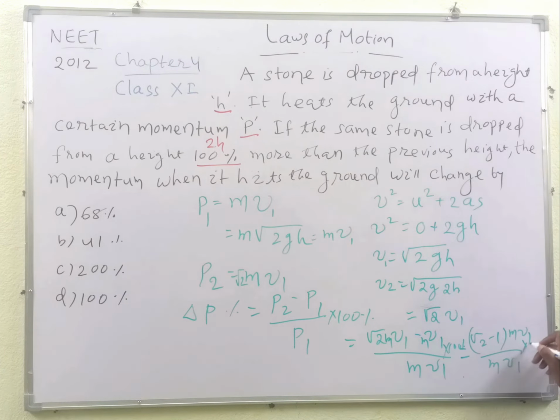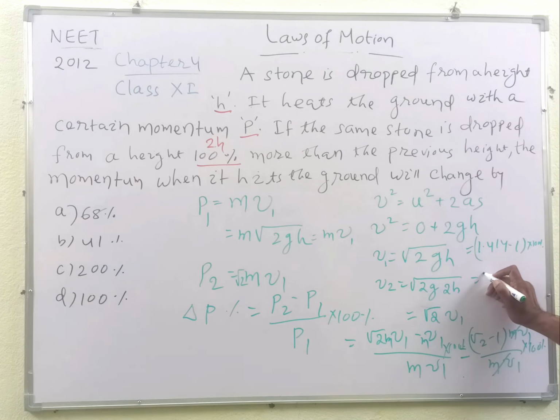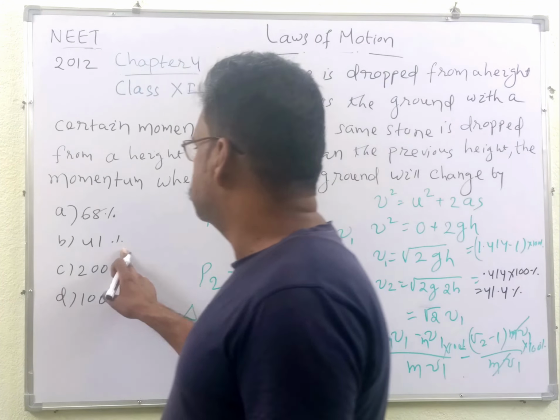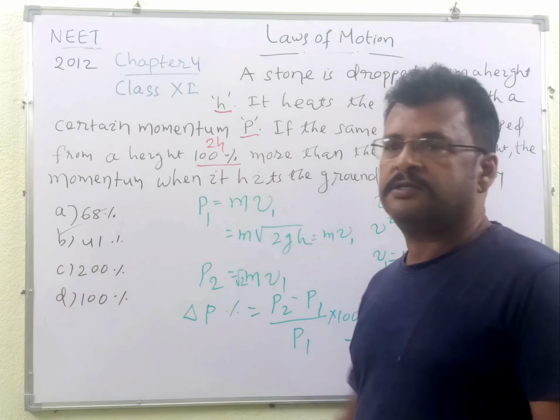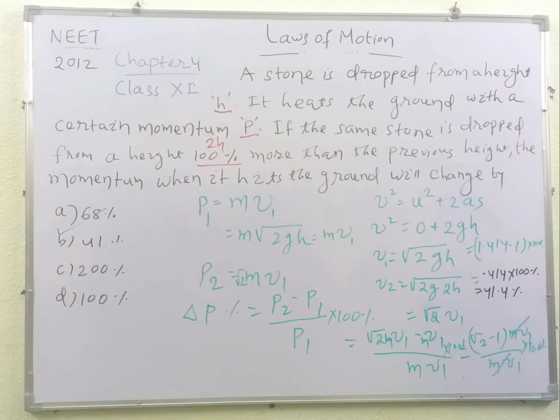Root 2 means 1.414, minus 1, and mv1 cancels out. So 1.414 minus 1 means 0.414 into 100%, that means 41.4%. What is it? Here it is given 41%. So although it is 41.4%, the nearest option is 41%. So option B is correct, students, for this question.